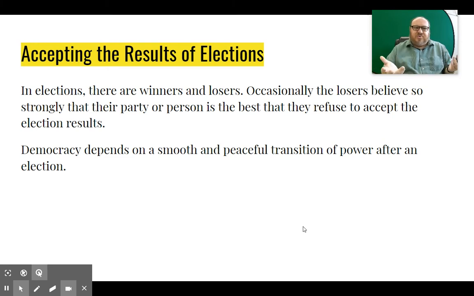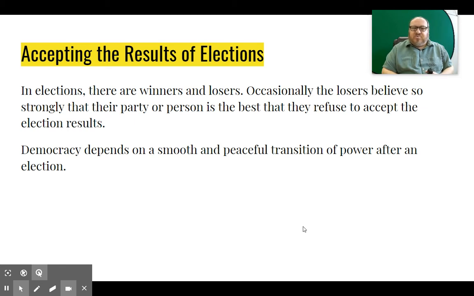Now, those election results do have to be verified, okay? And there's a process for that, and we'll get to that later when we talk about the Constitution. But basically, democracy depends on a smooth, peaceful transition of power after an election. One person leaves, next person comes in, there's no arguments, there's no conflict. The last time that there was big conflict about an election was in 2000, where it took the Supreme Court to help decide the election. And that is what happened.